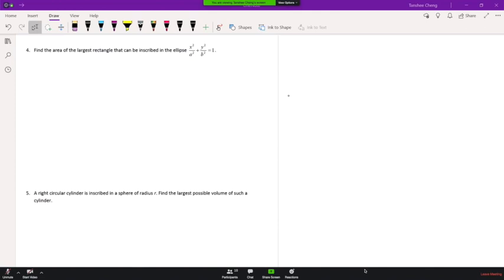So let's try to draw this and take a look at it. I'm just drawing a scenario, because we don't exactly know what our A and B are. And what we want is the largest area of a rectangle that can be inscribed.